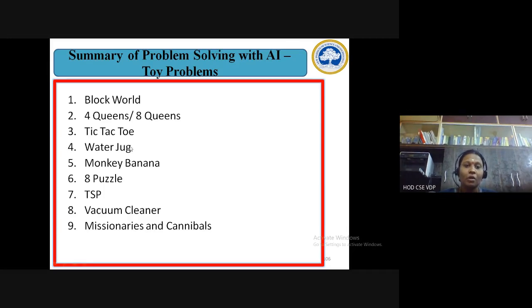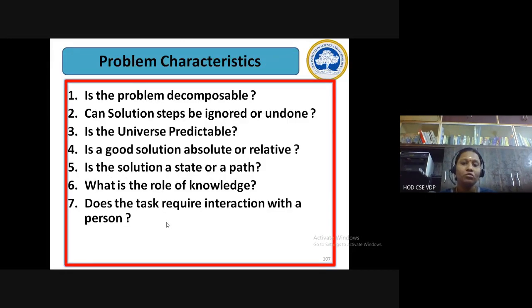So this is all about the summary of toy problems, right? So with this, we'll move on to problem characteristics. We'll take it up in the next class.